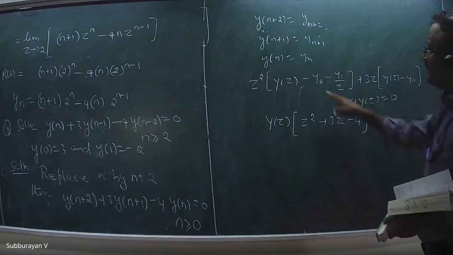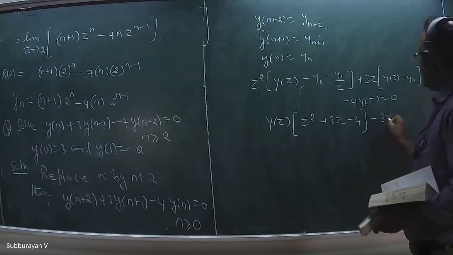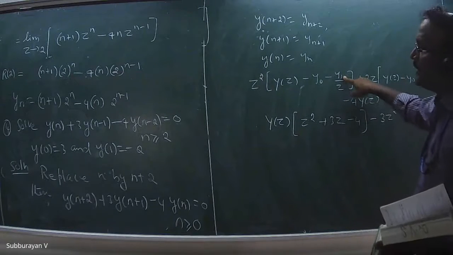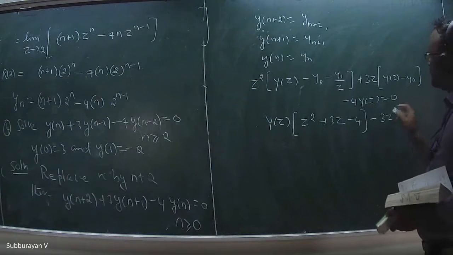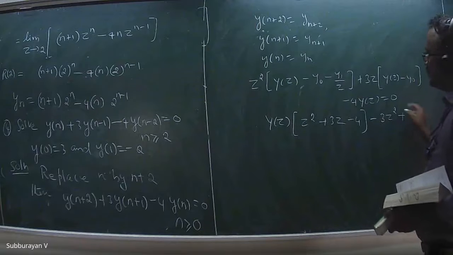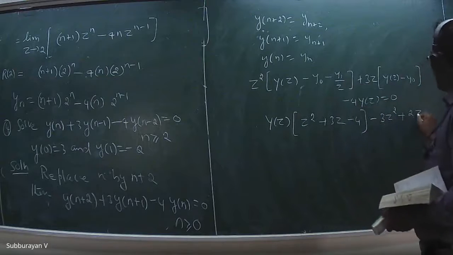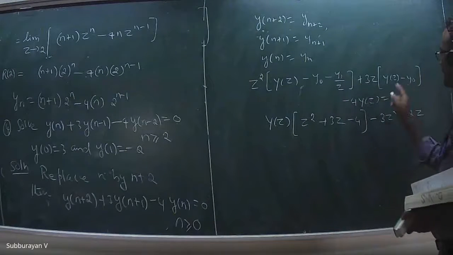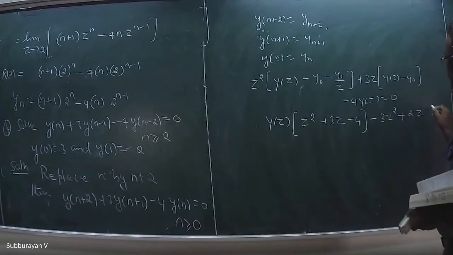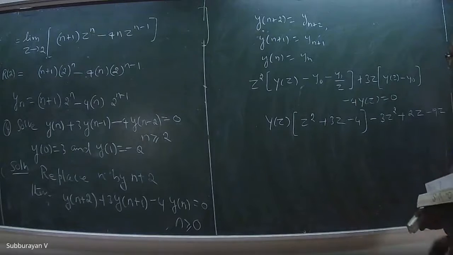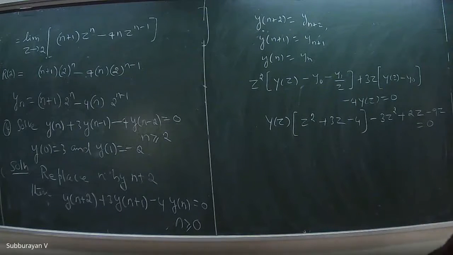Then what is y0? Y0 is 3. Therefore minus 3z square, and y1 is minus 2. Therefore plus 2z. Then here y0, which is 3, therefore minus 9z equal to 0.